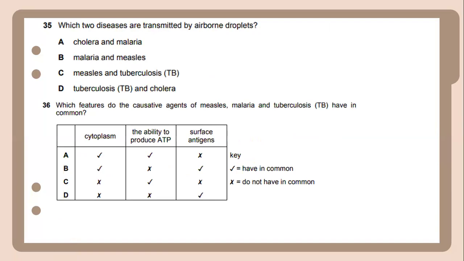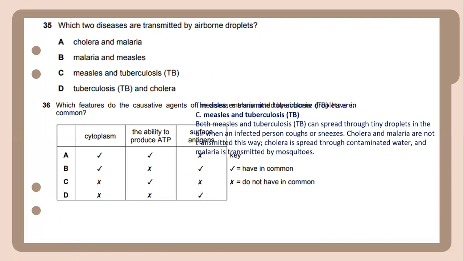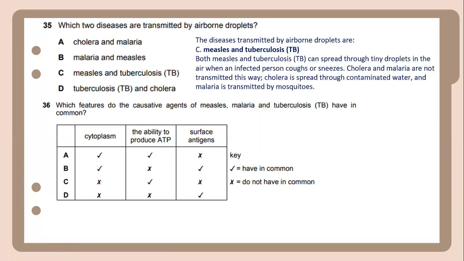35. Which 2 diseases are transmitted by airborne droplets? The answer will be measles and tuberculosis, TB. Both measles and TB can spread through tiny droplets in the air when an infected person coughs or sneezes. Cholera and malaria are not transmitted this way. Cholera is spread through contaminated water, and malaria is transmitted by mosquitoes.